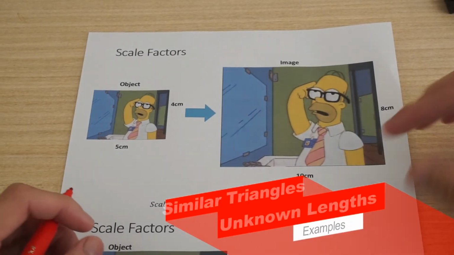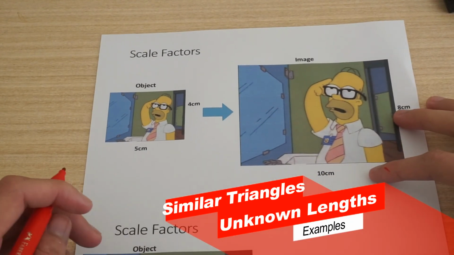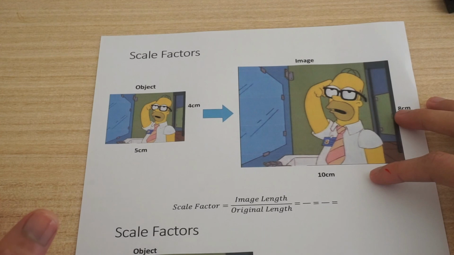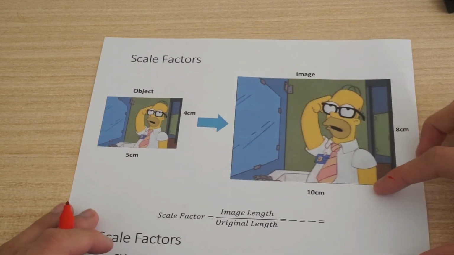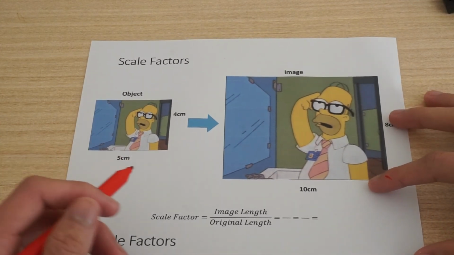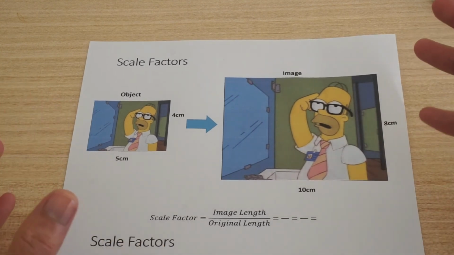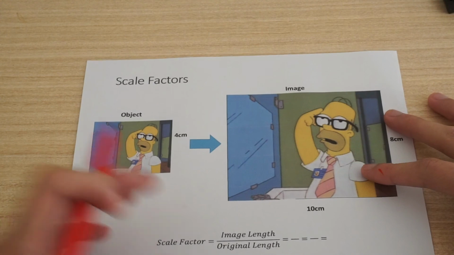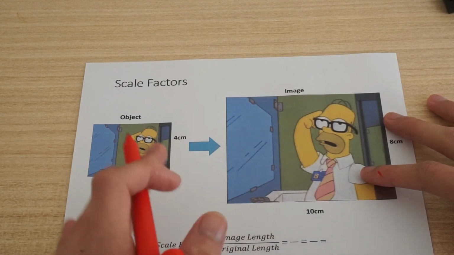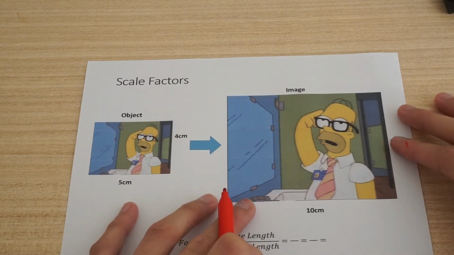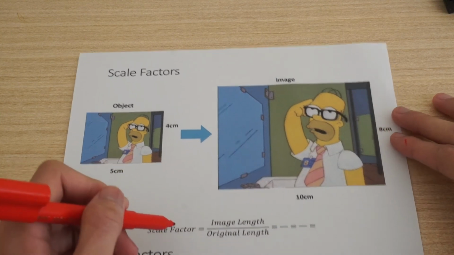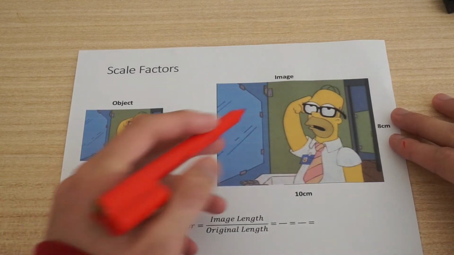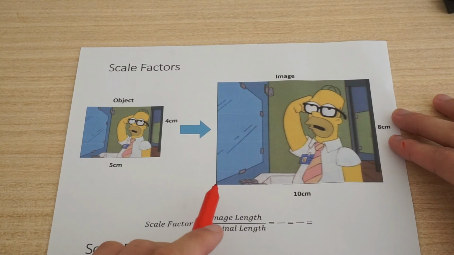Cool. Let's just have a quick look at finding the unknown sides in similar figures. Before that, we just want to be comfortable with this idea of a scale factor. So we know that similar figures have to be the same shape, but they can be different sizes. How different? Well, we want to compare the object and the image.